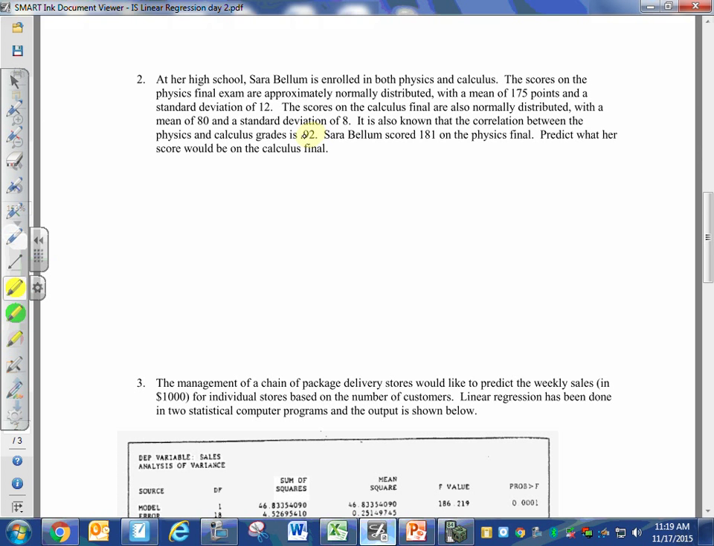Sarah Bellum scored 181 on the physics final. Predict what her score would be on the calculus final. What would the score be on the calculus final? That is what I'm going to say is my Y. So calculus turns out is going to be the Y. That means my physics is my X.